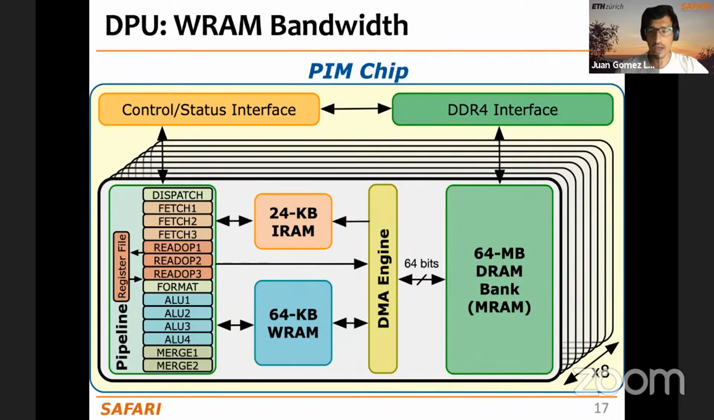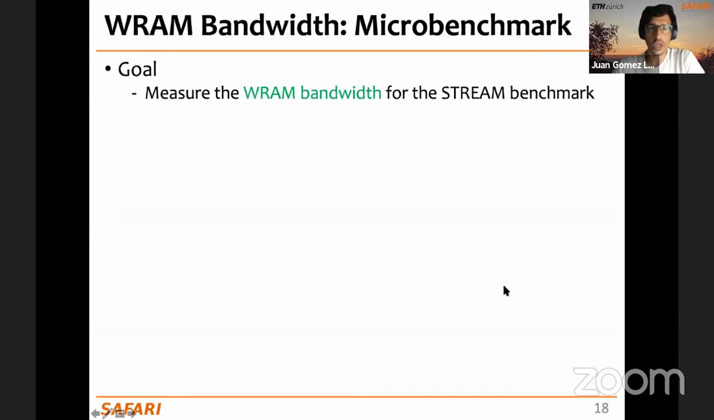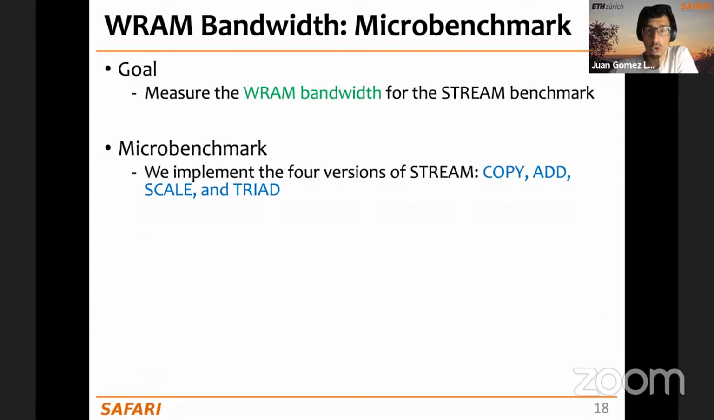Yeah, so let's now talk about the access to WRAM, right? So WRAM is accessed from the pipeline. It's a memory of size 64 kilobytes, and we are interested in measuring the bandwidth, at least the peak sustained bandwidth that the pipeline can obtain from WRAM. To do that, we use a microbenchmark where we measure the WRAM bandwidth for the STREAM benchmark. To do so, we implement the 4 versions of STREAM: copy, add, scale, and triad.